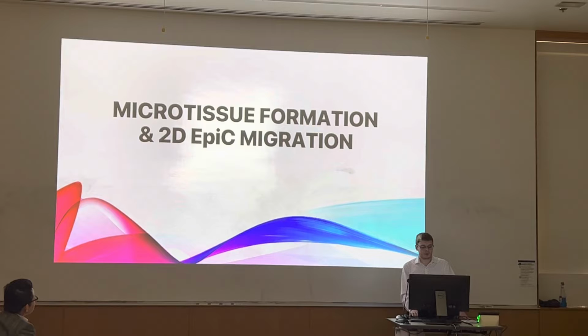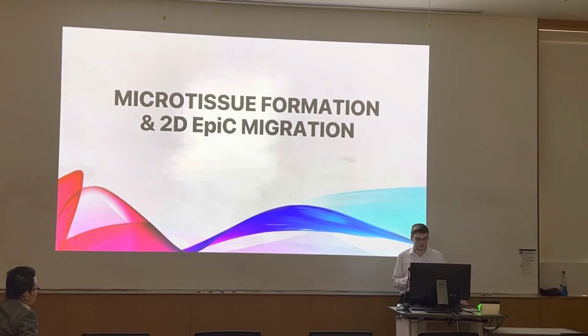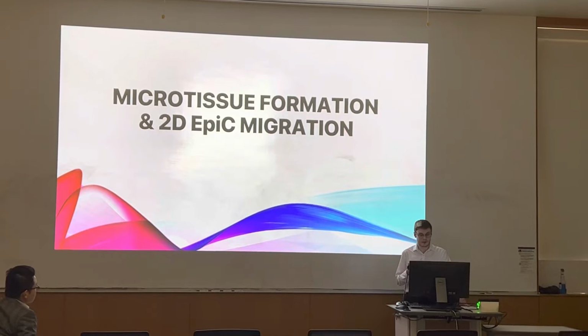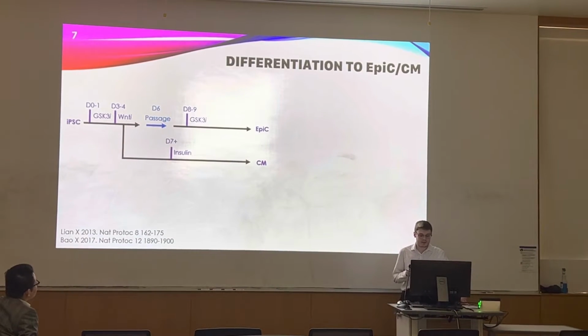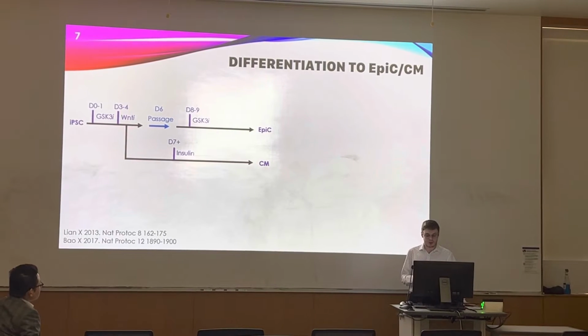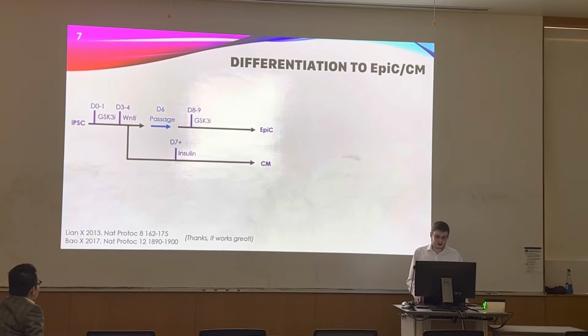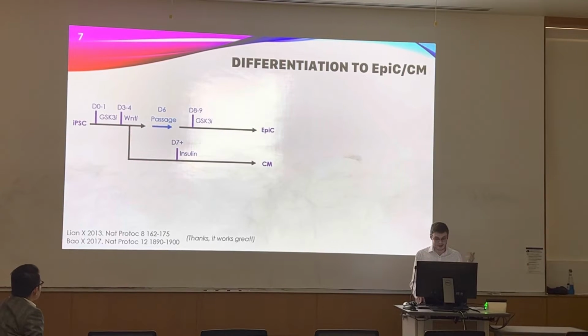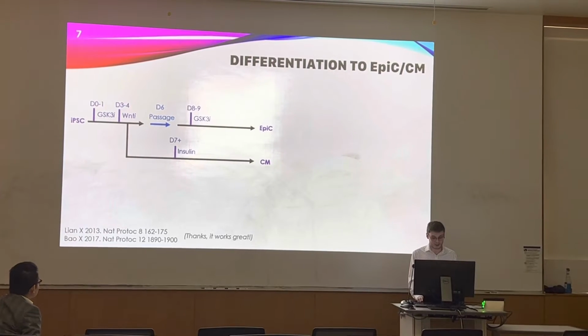So, let's get started. We're going to begin with differentiation from iPSC, and then we'll move on to formation of our 3D microtissues and migration of EPICs into 2D. We start with iPSCs, and we differentiate them by modulation of the Wnt pathway. Apologies in advance for the deja vu here. We start by activating Wnt, and then knocking it down, and if you add insulin after that, you get functional cardiomyocytes by day 9 or so.